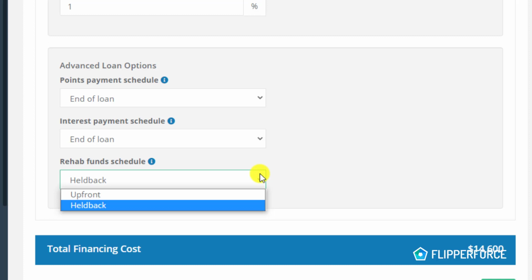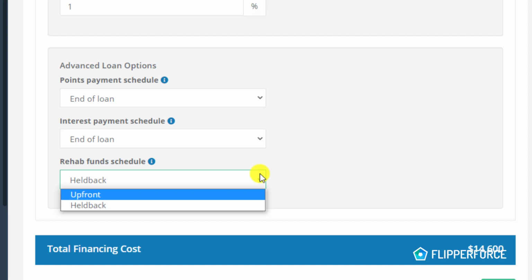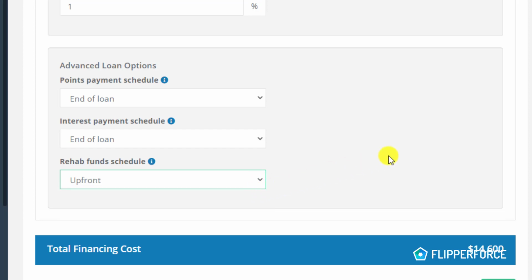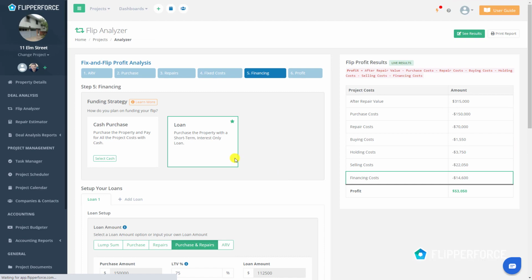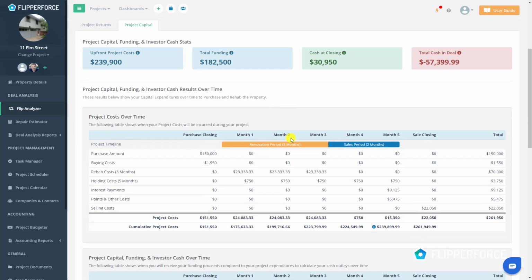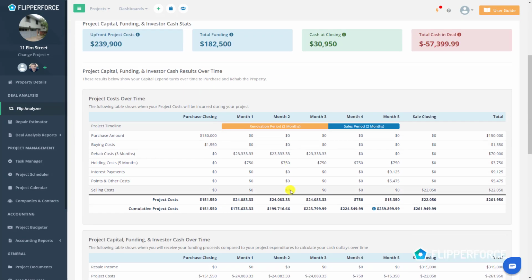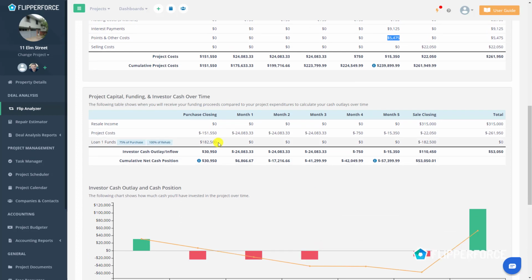However, some lenders will provide a loan advance, and they'll give you 100% of the rehab funds up front at purchase closing. So if you change the setting to upfront, the lender will provide all $70,000 of the rehab costs at purchase closing. After changing these advanced settings, if we go back over to the results page, over to our project capital timeline, you'll see that the monthly interest payments and the points are being paid at the end of the loan, and then we're going to be receiving 100% of our rehab funds up front at purchase closing.